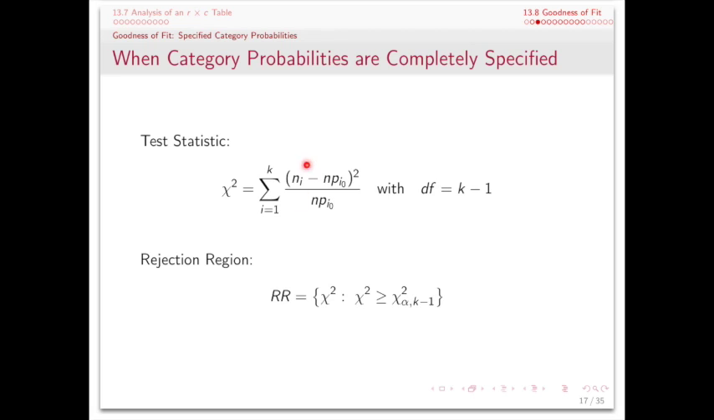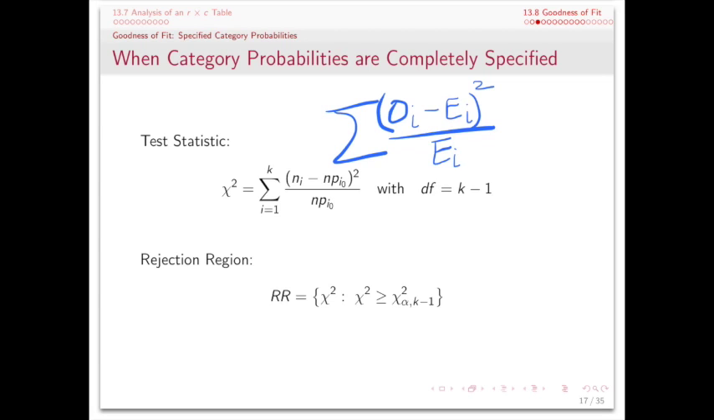Now remember, Ni here corresponds to an observed frequency. n pi naught corresponds to an expected frequency, so we're looking at the difference between the observed and the expected frequency in a given cell, and we're squaring it and then again dividing by the expected frequency and summing over all of the categories for our random variable. In other words, if we take the observed value for the ith category minus the expected value for the ith category, square that, then divide by the expected value for that category, and then sum up over all of the categories, we'll get our test statistic.